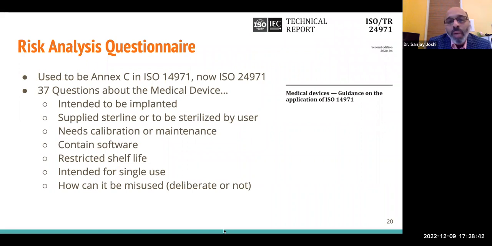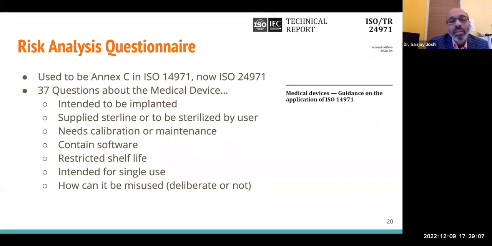There is one more part that used to be in the 14971 standard called Annex C, that is now moved to a companion standard. It's the guidance of application, it's 24971. And they ask 37 questions about the medical device. And those questions will guide you on what kind of hazards or sequence of events you need to mention in a risk analysis. Here are some samples.